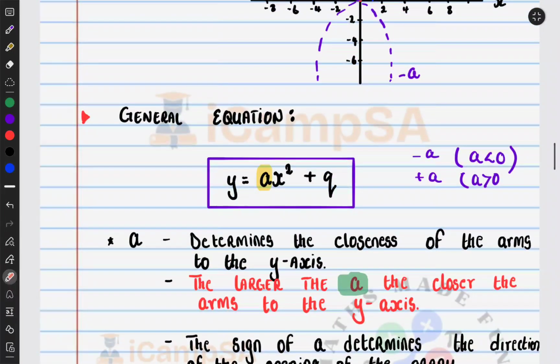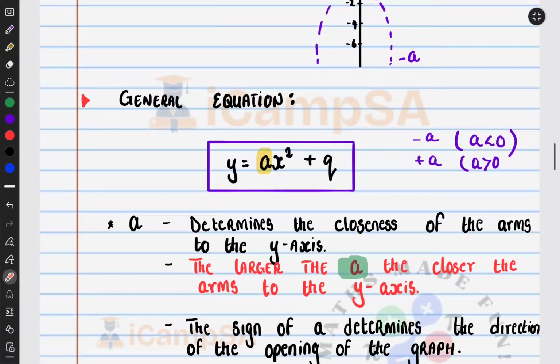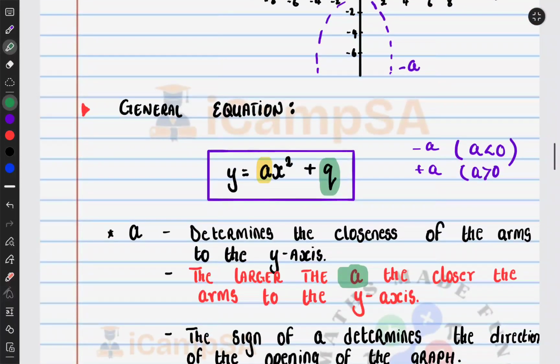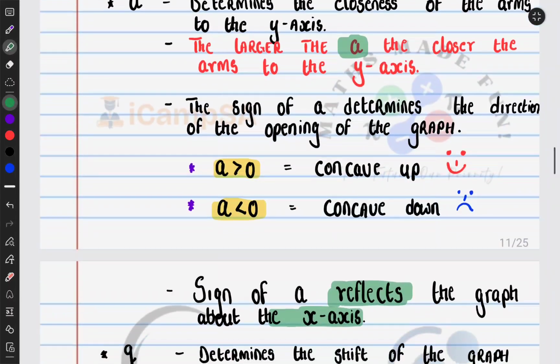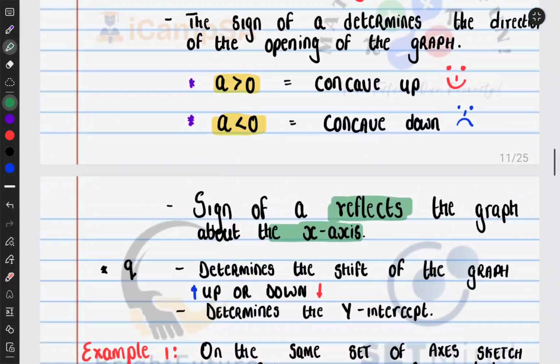Okay, and then next, another transformation that can be done is represented by the variable q. Let me quickly highlight the variable q. What does adding or subtracting q do to the function? If you remember, we had a similar situation with the linear function, whereby q causes a vertical shift. As you can see here, q determines the shift of the graph up or down, which is the vertical shift.